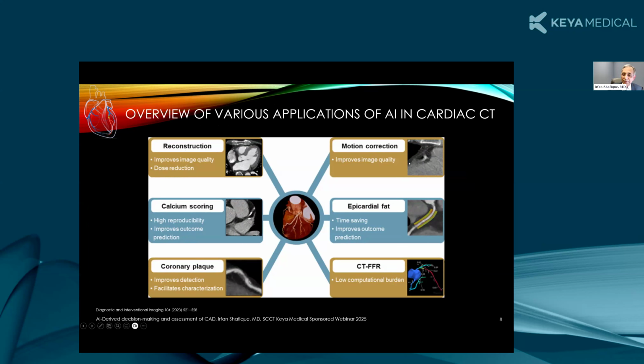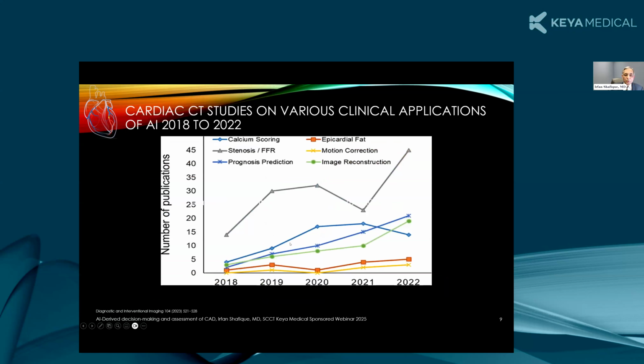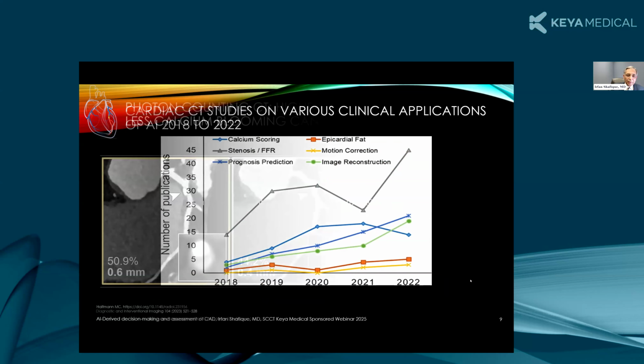Again, motion correction also has some software to do that, and epicardial fat, which is really a marker also for prediction, and of course, FFRCT, which has a low computational burden. So most of the applications are used in coronary CT, in coronary stenosis and FFR, and then we have calcium score, and then prognostic prediction and image reconstruction, and epicardial fat, and motion correction.